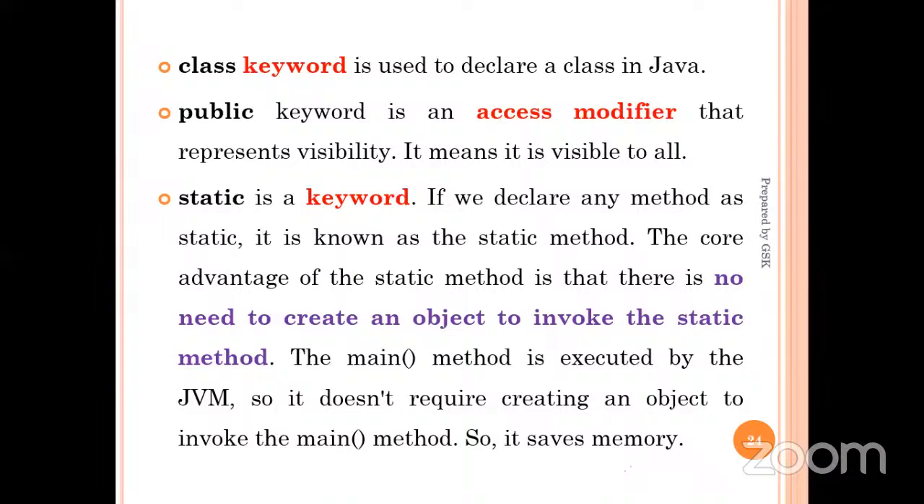Why are we writing static for the main method? Because the JVM executes the main method without creating the object. If you want to execute any method without creating the object, that method should be static type. That's why the main method should be static.